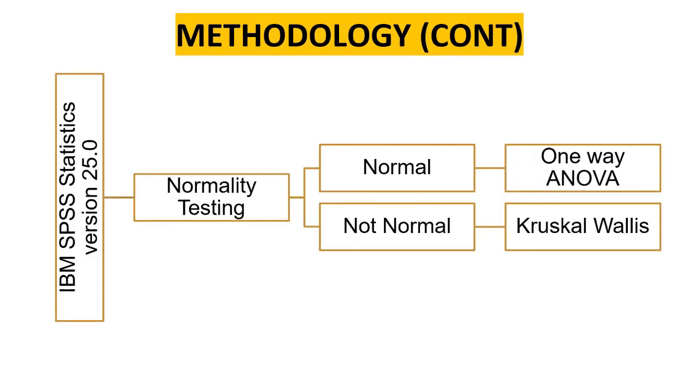So for statistical analysis, I will use IBM SPSS Statistics version 25.0. The first one, I will test the normality, and if the data is normal, I will use one-way ANOVA, and if the data is not normal, I will use Kruskal-Wallis.